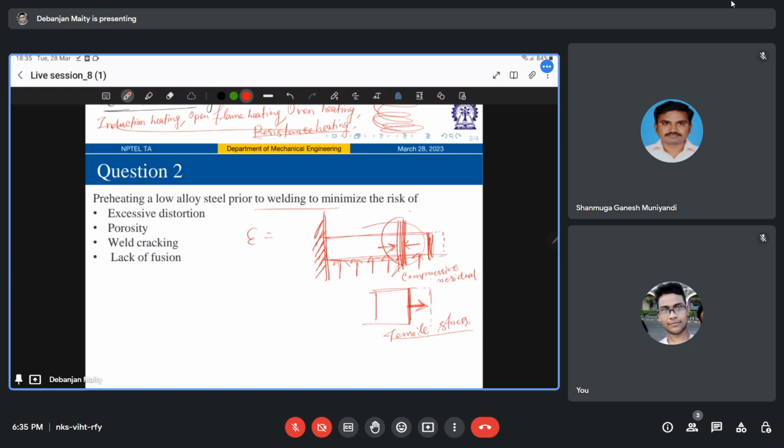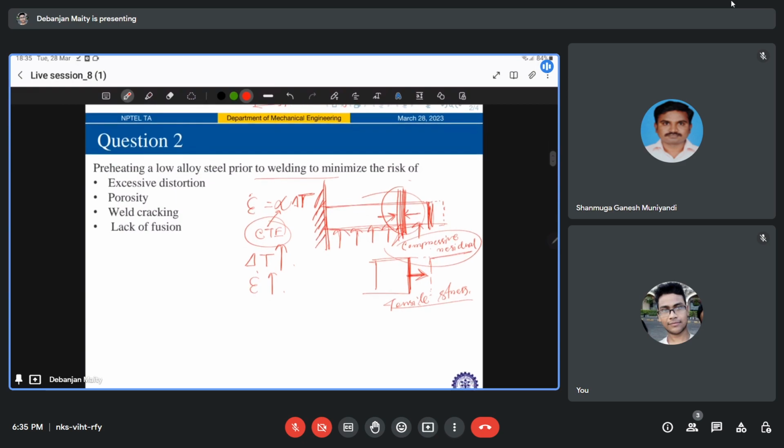So here I am discussing in a crude manner, of course, but this idea is as simple as that. So here, what will be the thermal strain? Alpha delta T, right? So alpha is your coefficient of thermal expansion, correct? So whenever you have a high temperature difference, you will end up with some higher thermal strain. If your thermal strain is high, what will be the thermal stress then?